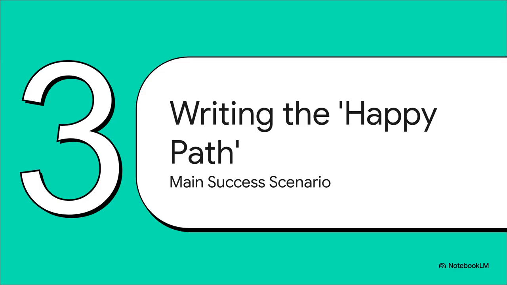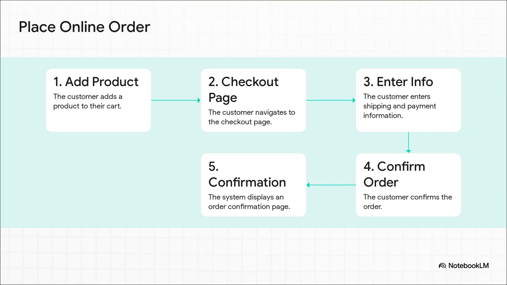And that brings us to the absolute heart of any use case. We call it the happy path. This is just the ideal straight line flow where everything goes perfectly right. No errors, no exceptions, just smooth sailing. Let's look at our online order example. See how simple this is? 1. Customer adds a product. 2. They go to checkout. 3. They enter their info. 4. They confirm. 5. The system says thank you. It's a simple story told from the customer's perspective. If you nail this part, everything else is so much easier to figure out.